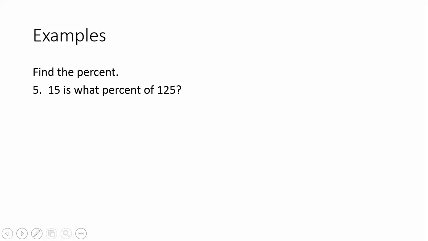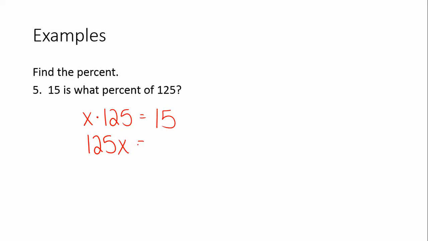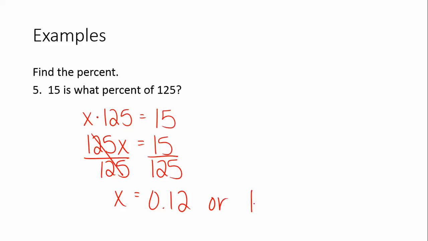Let's look at another one. 15 is what percent of 125? So the percent is what we're trying to find out. That's our variable. Times 125 equals 15. So what percent of 125, that's our whole, is 15. And again, we usually write 125x. If you can solve it without rewriting it, you're more than welcome to do that. So we need to take 15 and divide it by 125. 15 divided by 125 is 0.12, or 12%. Again, make sure if it's asking you for a percentage that you are writing it as a percentage with the symbol.